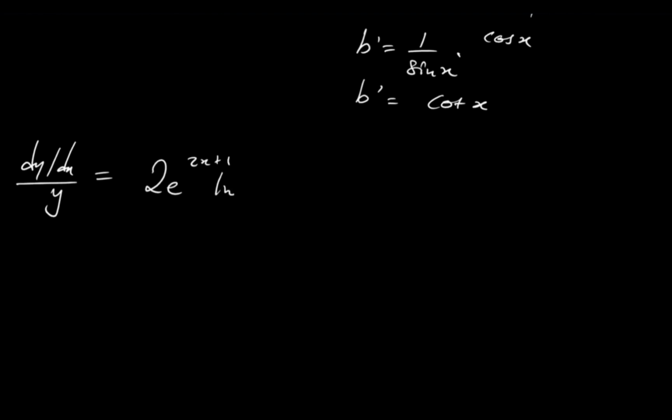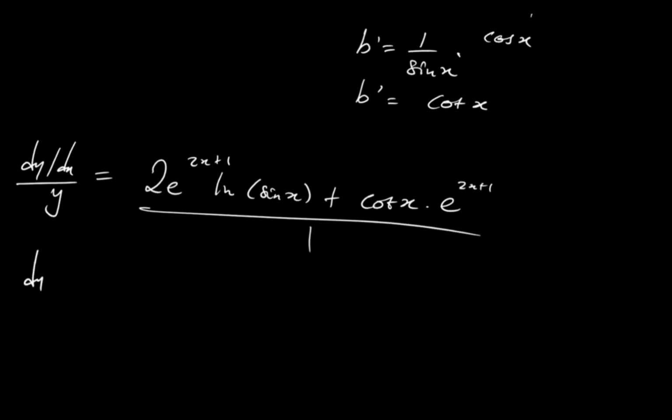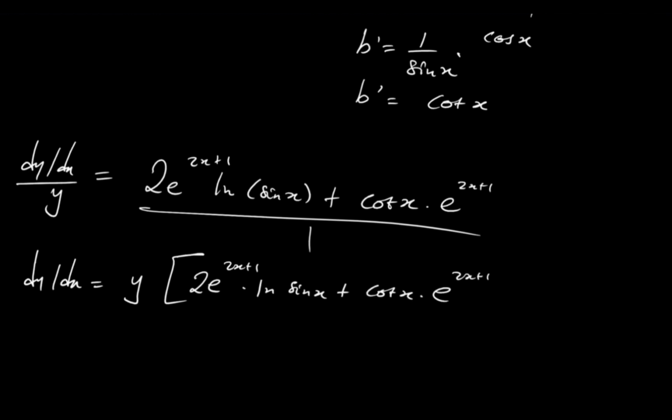Then you get ln x. Sorry, it shouldn't be ln x. It should be ln sine x. Yep, ln sine x plus you get a cot x, like we said, for b prime. Then you get e to the 2x plus 1. So after that, you can just cross multiply because it's going to be over 1. And you have dy over dx being equal to y times the route of this, 2e to the 2x plus 1 times ln sine x plus cot x times e to the 2x plus 1.